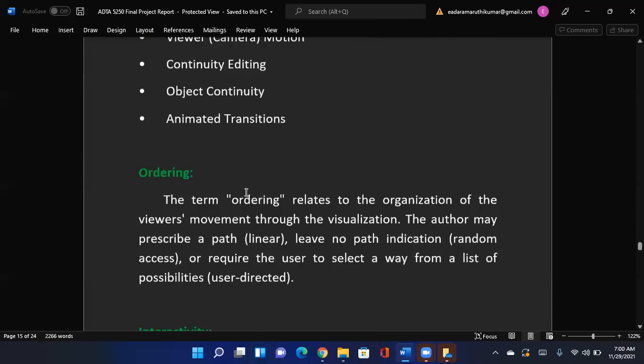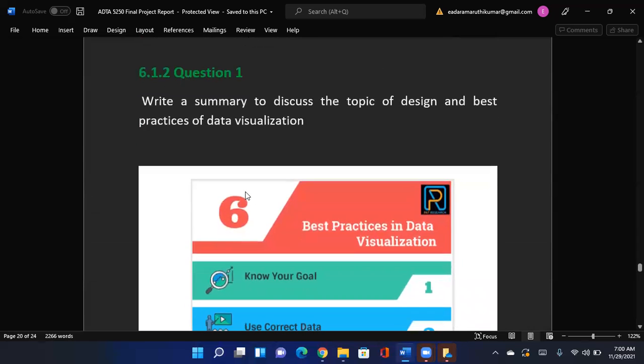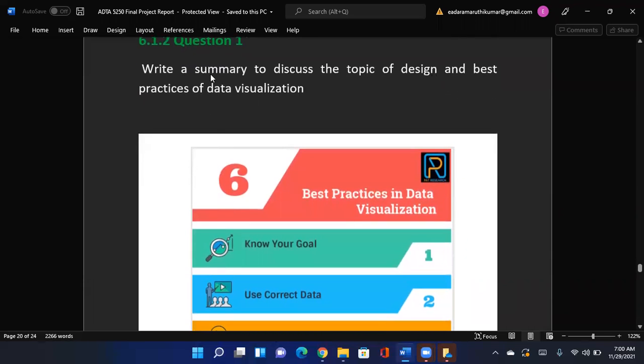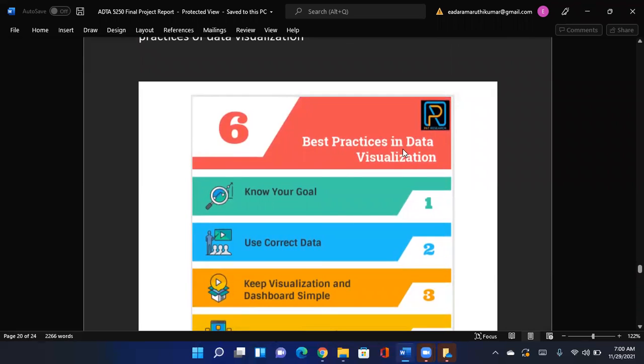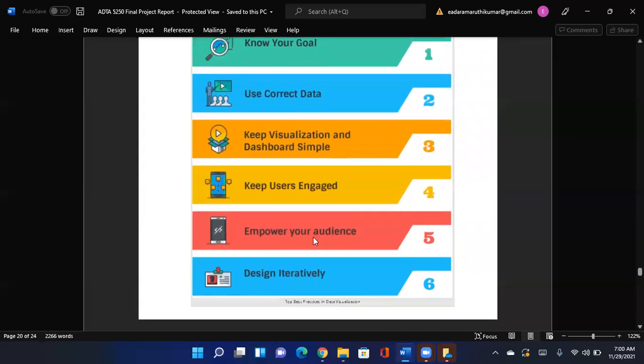After that, in part four, we worked on question number two. Here we mainly focused on the best practices of data visualization. I found six best practices in data visualization. Those are: know your goal, use correct data, keep visualization and dashboard simple, keep users engaged, empower your audience, and design iteratively.